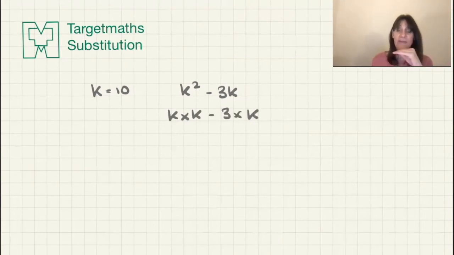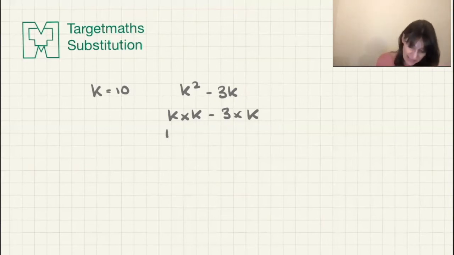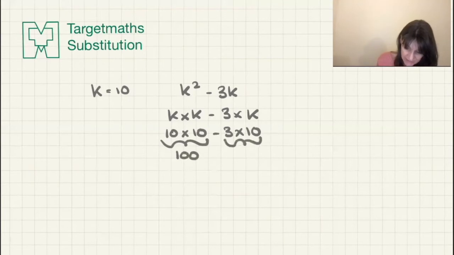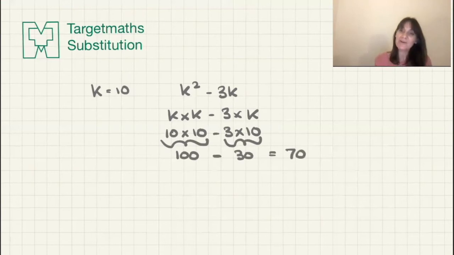Like I say, if you want to avoid making mistakes, which is so easy to do in this topic, you need to show what it is the question's asking before you even worry about trying to answer it. Once you've done that, then everywhere there's a k, you can put a 10. Now I've got 10 times 10 is 100. 3 times 10 is 30. Take it away, and I've got 70.